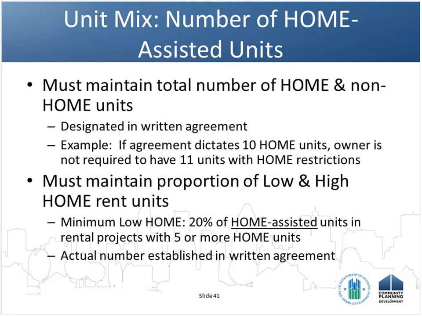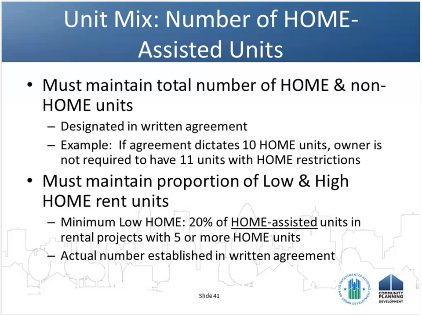And as we mentioned before with fixed and floating, those 10 specific units that are going to be our home units, if it's a floating project, they may be different units over time, but we're always going to meet that 10 unit requirement on that.